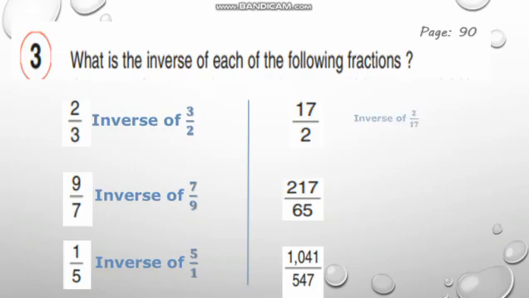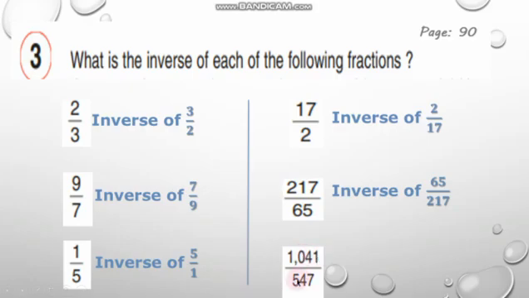17 over 2, inverse of 2 over 17. 217 over 65 is 65 over 217. Here I have 1041 over 547. So I write 547 over 1041.